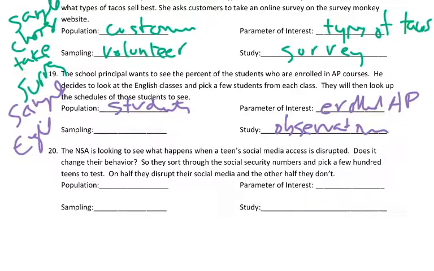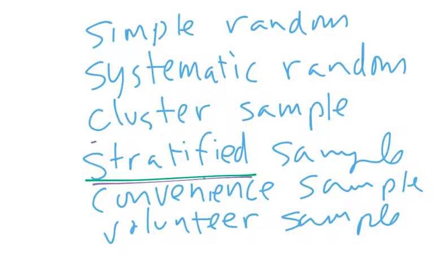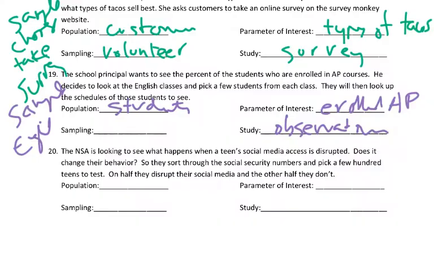The sampling, okay, it looks like it could be either stratified or cluster. I would go with cluster because they're looking at those English classes and then just picking a few from them. Not looking at the different type of students and picking from there, but just the English classes.